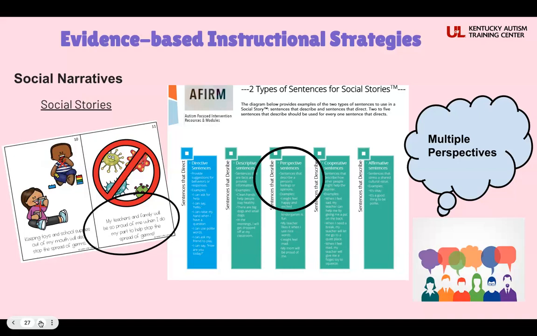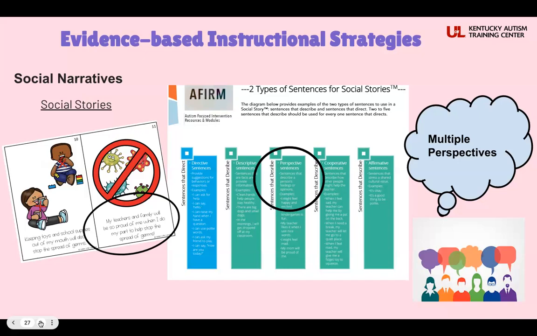The biggest thing about social stories is the fact that it teaches perspective, and has perspective sentences. There is an algorithm, or an equation, about how to write the stories, like include so many sentences and these types of sentences in it. So I did put this also in the resource folder so you could take a look at it, so you can write some social stories.